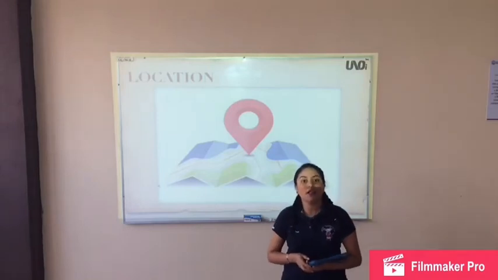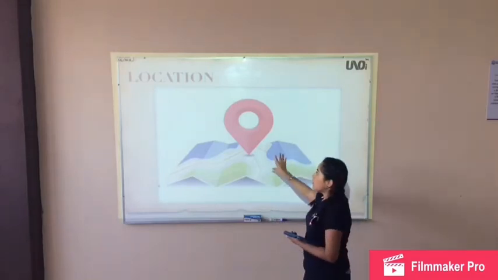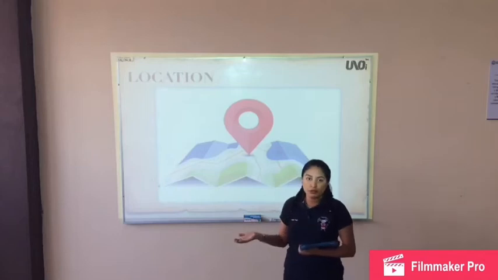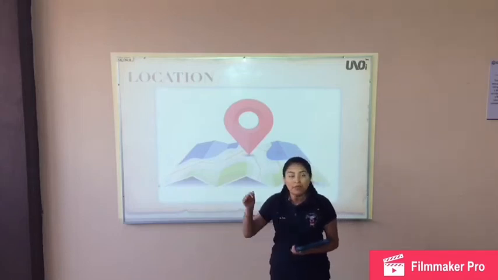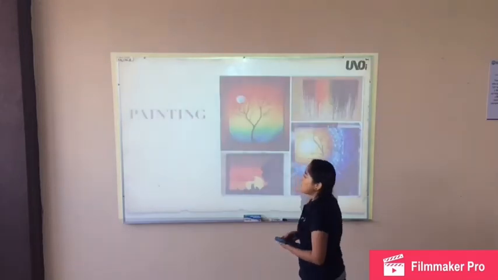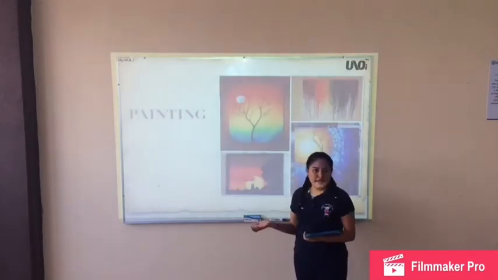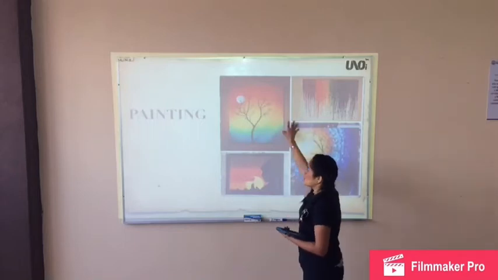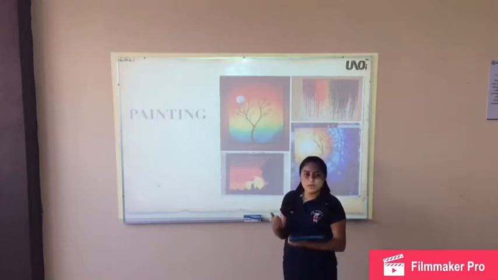Location. Repeat. Location. Okay? Location is the place where you are. So, for example, here at the school is my location. Painting. Painting is a picture. For example, these paintings are beautiful.